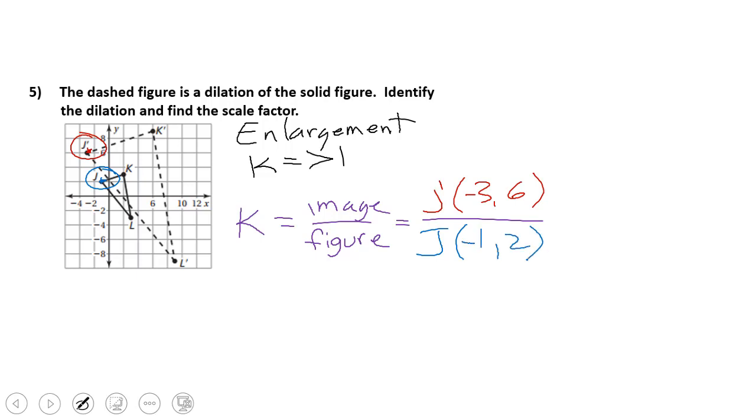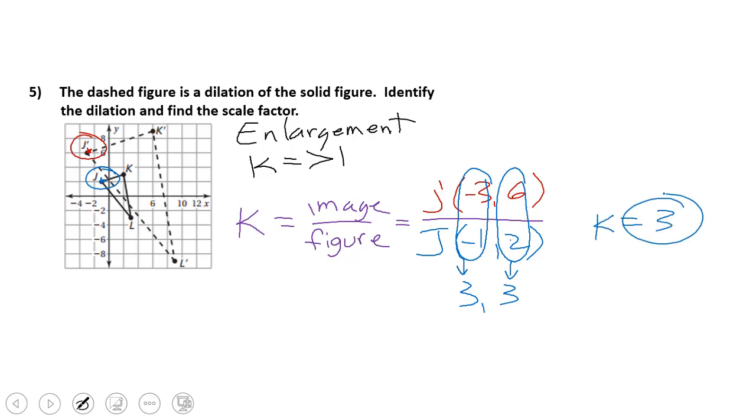Whoa. So now I have -3 over -1. And -3 over -1, it simplifies to what? That's right, 3. And 6 over 2, right here for the y coordinate, here was the x coordinate, -3 over -1 simplifies to 3. 6 over 2 simplifies to 3. So guess what our scale factor is? That's right, it's 3. Our scale factor is 3.